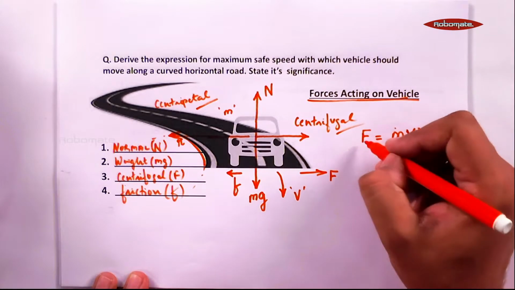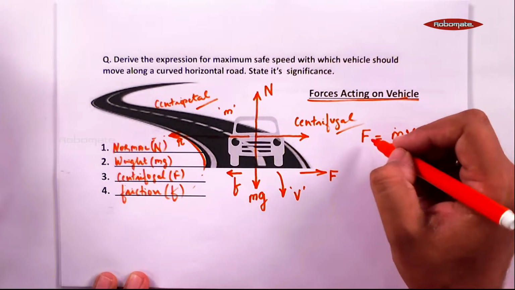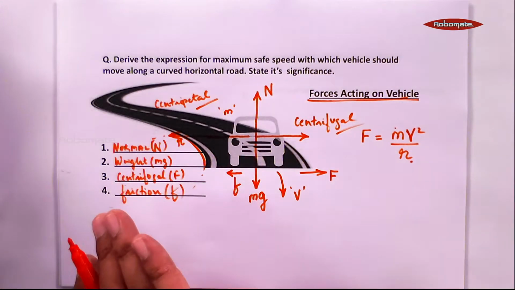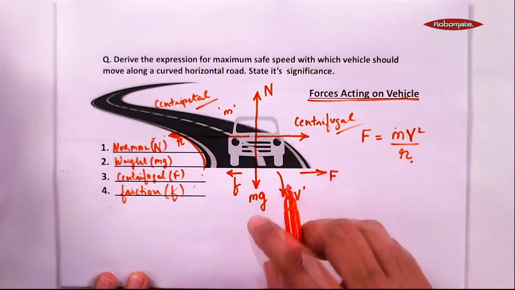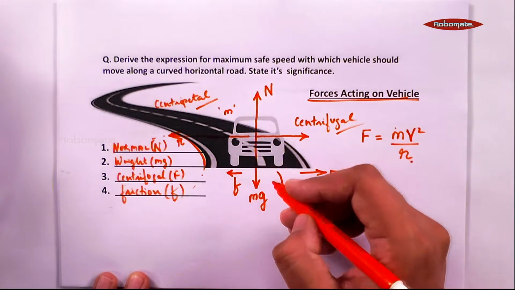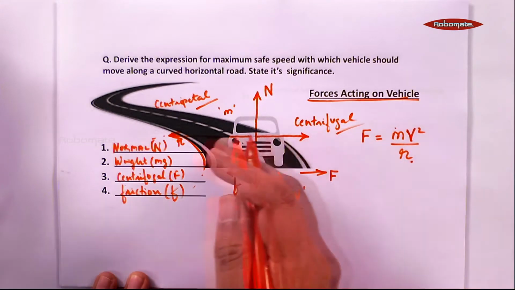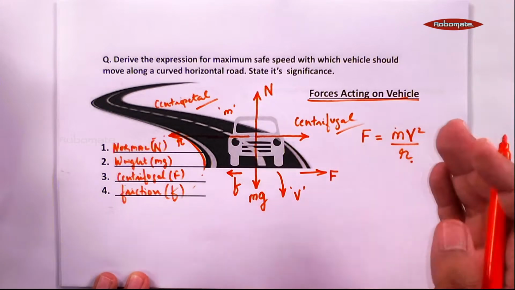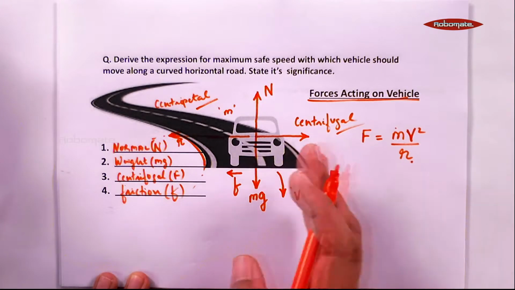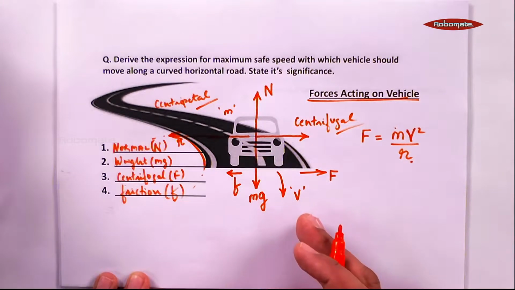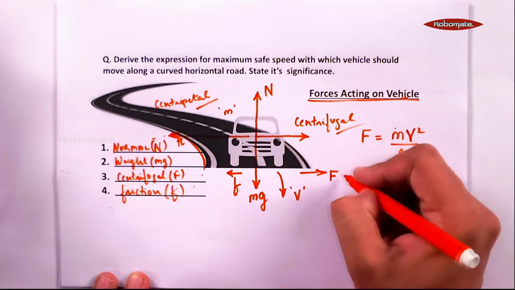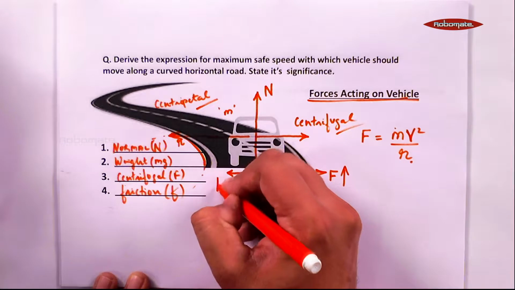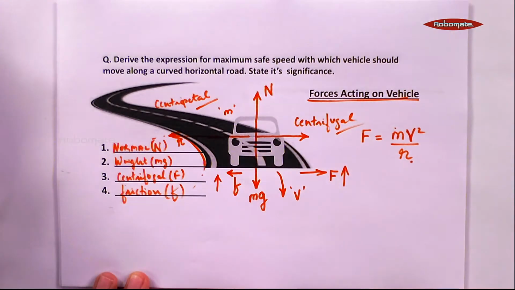If I increase the velocity, the centrifugal force will also increase. The centrifugal force increasing means it will try to move the car in the outward direction. But then this frictional force, which is an action reaction force, will try to pull in the car, or the grip between the tire and the road surface will try to balance the centrifugal force and keep the car on the road. Now, as the centrifugal force goes on increasing, the frictional force will also go on increasing. As I said, it's an action reaction force.